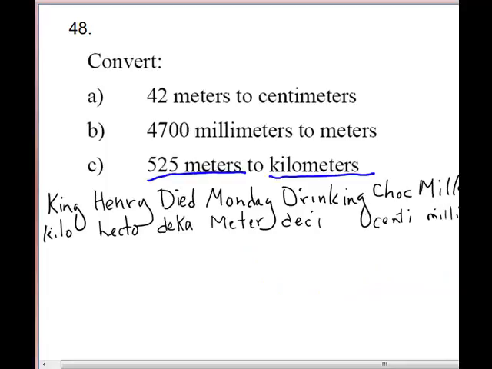Our third one, we have 525 meters. We're going to go to kilometers. So start under what you have, 525 meters. We're going to move to kilometers. So we're going to also go to the left, 1, 2, 3 places. That's how your decimal should go. Right now your decimal's at the end, 1, 2, 3. It's going to go in front of that first 5. So 0.525 kilometers.